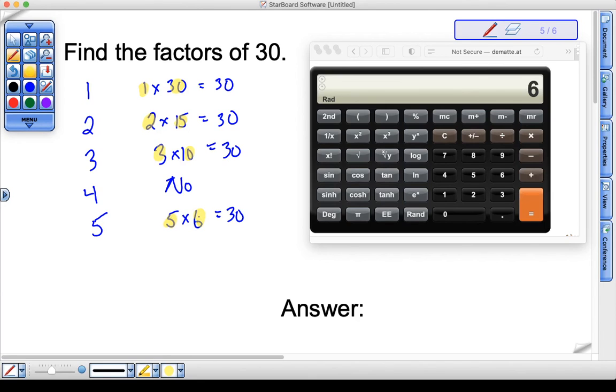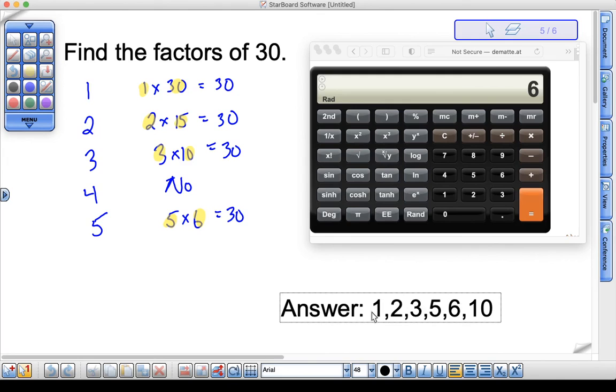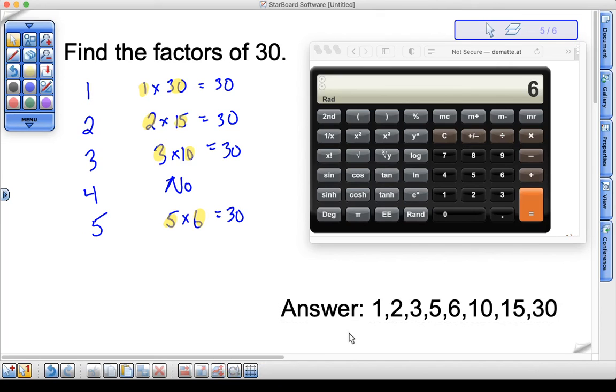So when I go to put my answer down, I have to make sure I'm typing that in order from smallest to largest. So that's going to be 1, comma, 2, comma, 3, comma, 5, comma, 6, comma, 10, comma, 15, comma, 30. Longest one we've had so far. So you'll have some problems to do just like this.